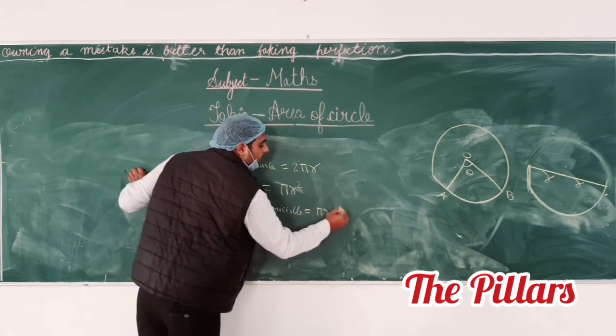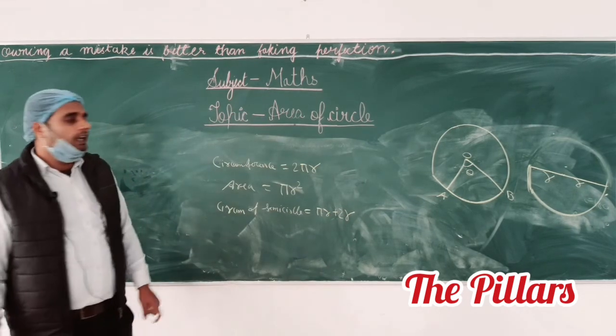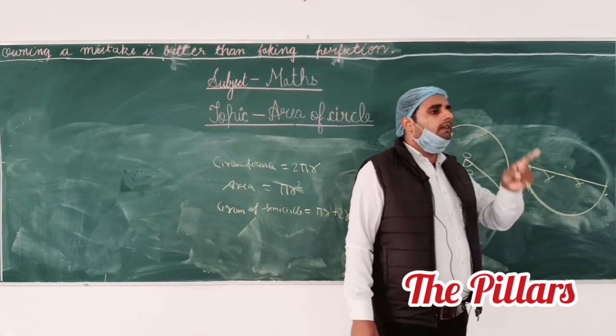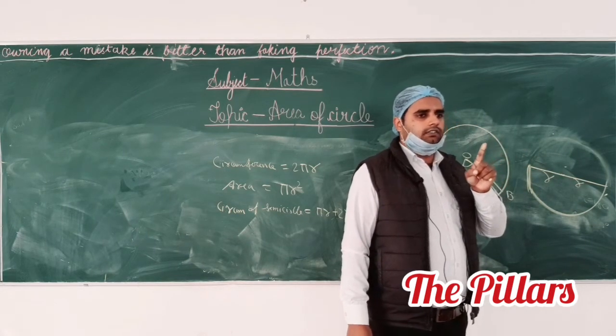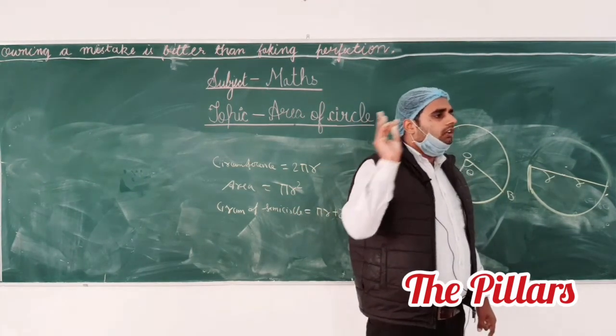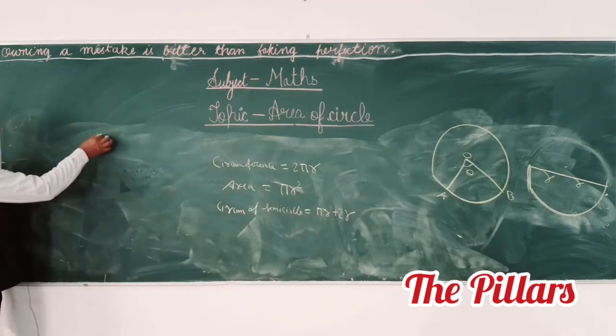Pi r plus 2r. Till here, does anyone have any problem? You see that we have to discuss the semicircle, minor arc, and major arc and these things. Because in a circle you have to discuss the diameter, chord, secant, and other things.